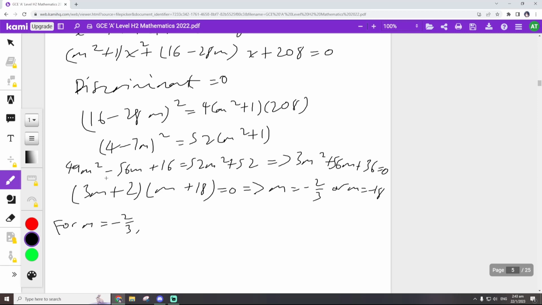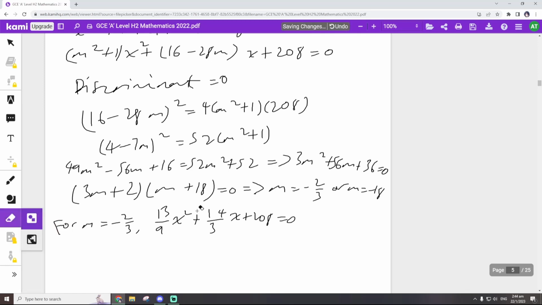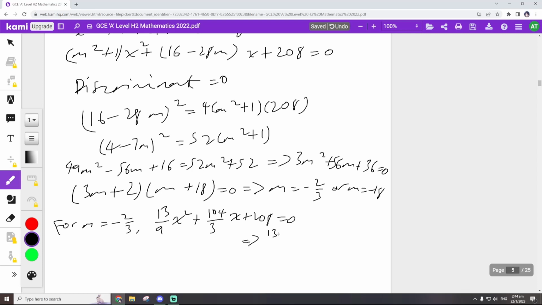What I will get is 4 over 9 plus 1, which is 13 over 9, x squared. Okay, 16 plus 56 over 3, which is 56 plus 114, plus 208 equals 0. Wait, no, 104, I think. Okay. Which would imply 13 over 9.